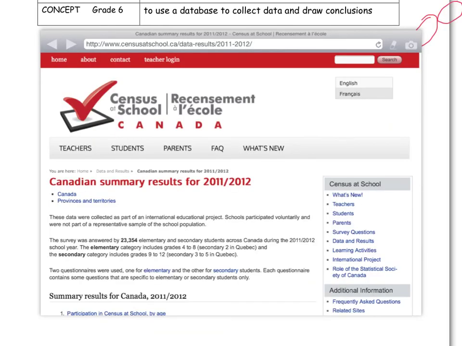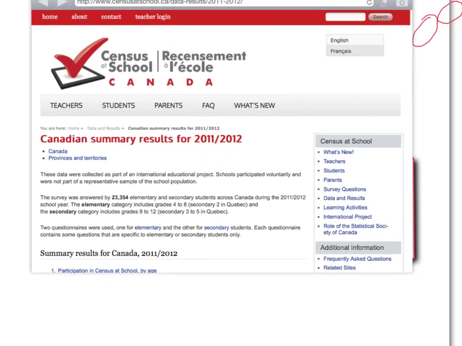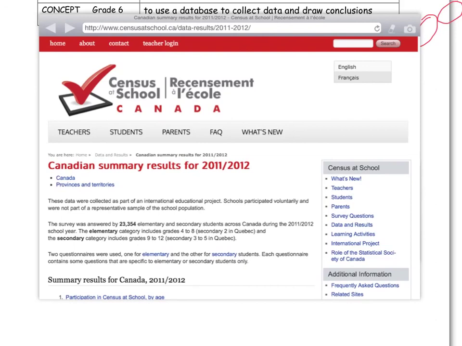All right, in fact, the information has changed on the Census at School website, but if you just type in Census at School and you end up going to the students option, that looks like this. And then if you go to data and results, that looks like this. And from there, you can choose the summaries results of Canada 2011 and 2012, and that's even more specific information. And then you can do your graphing from there. So if you have any trouble finding the graphing or the database, let me know and I can assist you with that. And you are going to then choose whatever data you find interesting.